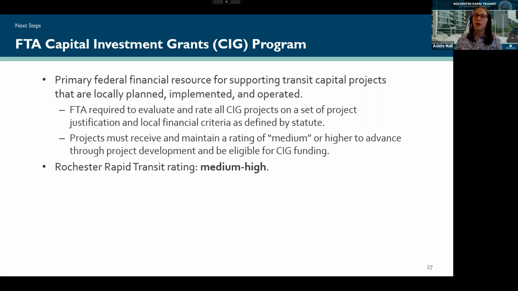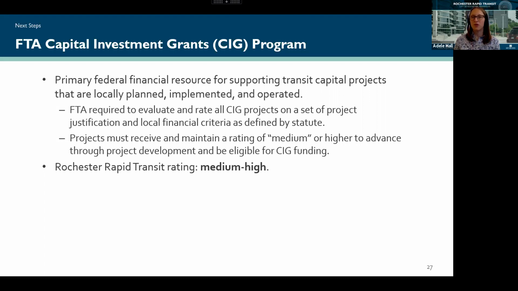So last summer, the City of Rochester submitted an application to this grant program. And the first step is that the project needs to be rated. And it's rated both on those project justification criteria as well as the financial criteria. And then if you get a rating of medium or better, it shows that the project is eligible for these capital investment grants. And we got really good news at the end of May about the project, that this project was rated medium high. So it's a strong project in the federal queue of projects.